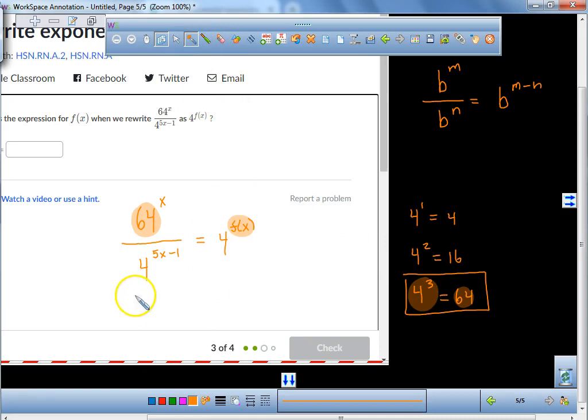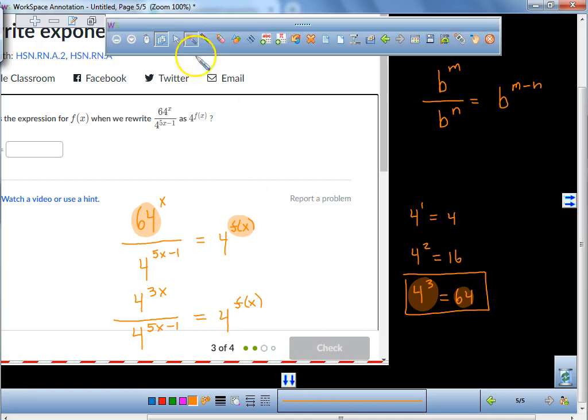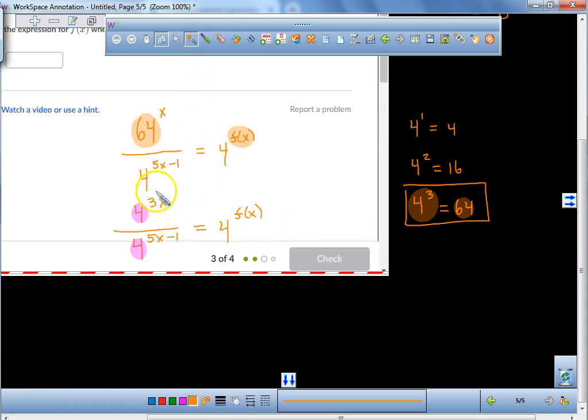So just write it down. 4 to the power of 3, but what's already up there? X over 4 to the power of 5x minus 1 equals 4 to the power of f of x. Thank goodness, because now we have the same what? We have the same base. If we have the same base, what are we allowed to do with these exponents? Yes, we can subtract them.